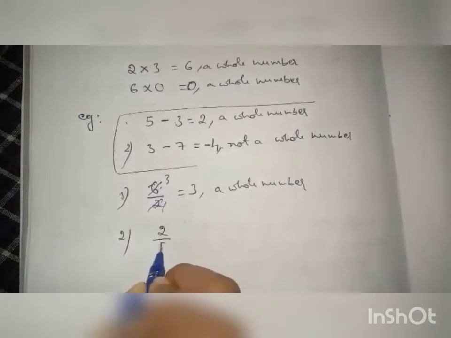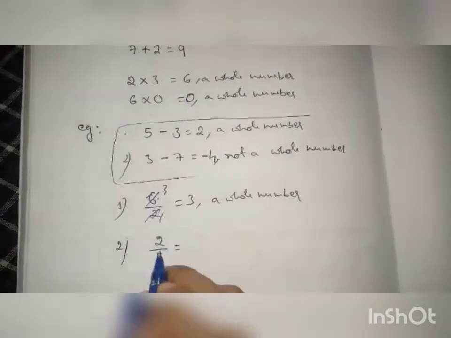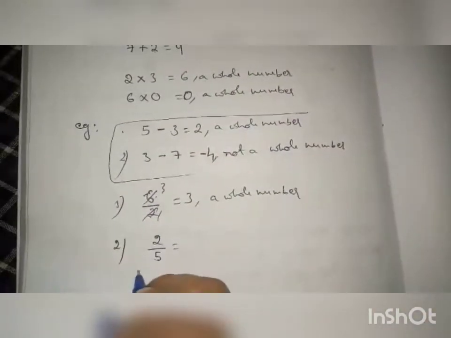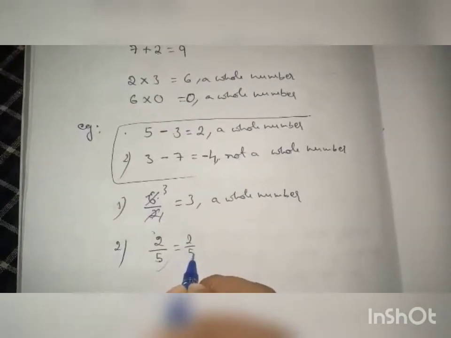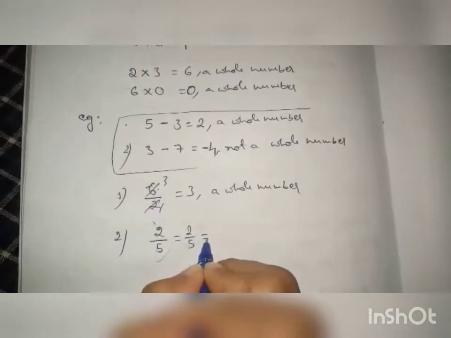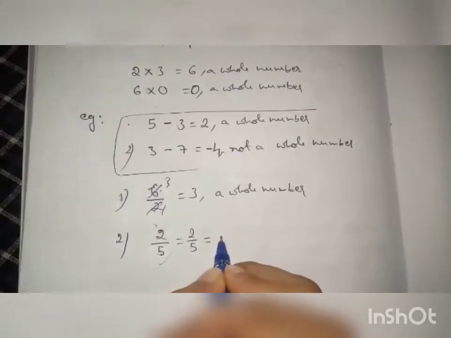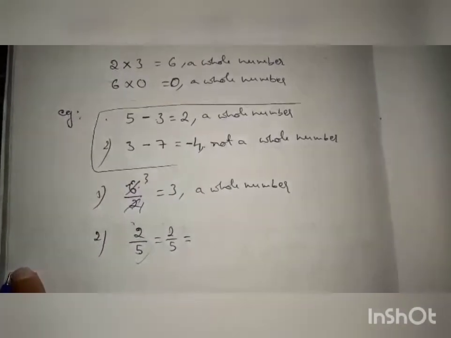Next we can take another example: 2 by 5. 2 is a whole number, 5 is also a whole number. When you divide, what will you get? This is a fraction only. We cannot divide this evenly. You can write it as the fraction 2 by 5, or in decimal form, with a point. A decimal point does not come in whole numbers, right?